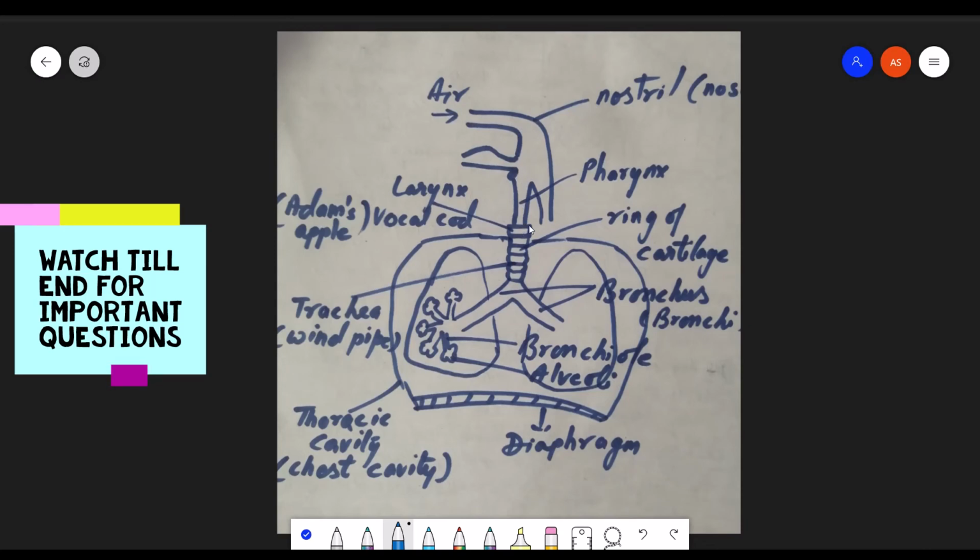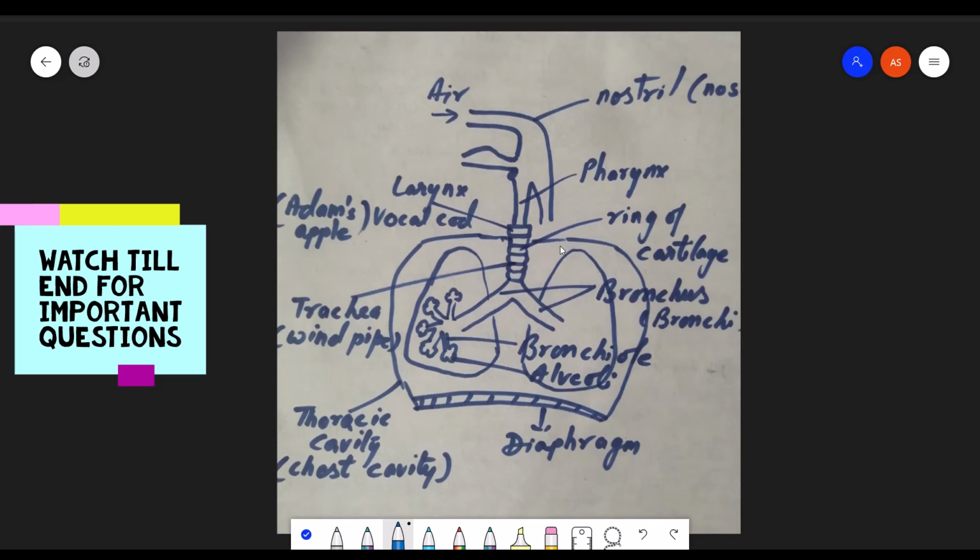Pharynx, here the larynx is present. Although the larynx is not part of our respiratory system, it is the vocal cord and it is present in the path of respiration only. This is the larynx, vocal cord or Adam's apple, which produces sound. When air moves through the pharynx, it goes into the trachea.